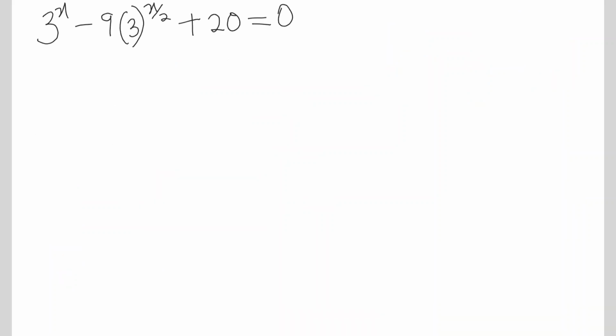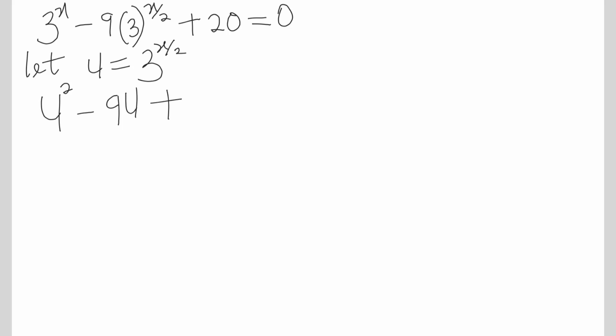So we have this. Now we are going to be representing this as u. Let u equal 3 raised to the power of x over 2. So we have u raised to the power of 2, we've been able to establish this, minus 9 multiplied by u, 9u, plus 20 equal to 0. And as you can see, this is a quadratic equation.